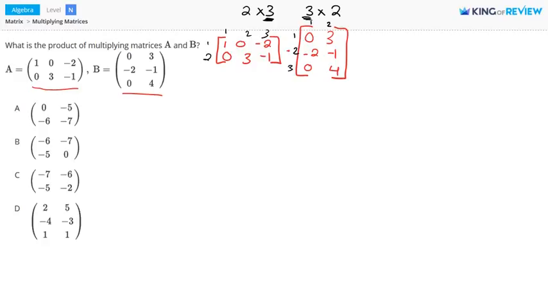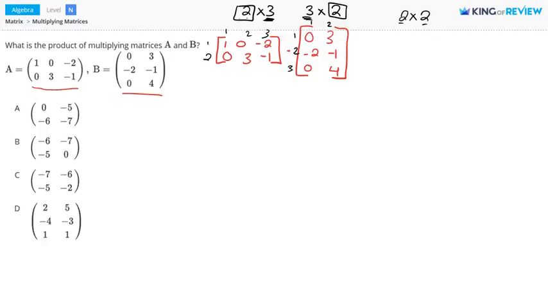And if you look at these outer numbers, the 2 and the 2, this gives the dimensions of the product. So we know that once we multiply matrix A and B together, the product will have a 2 by 2 dimension, so 2 rows by 2 columns. So now let's go ahead and multiply these together.